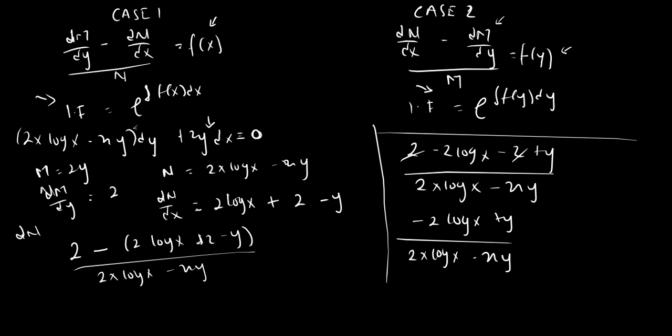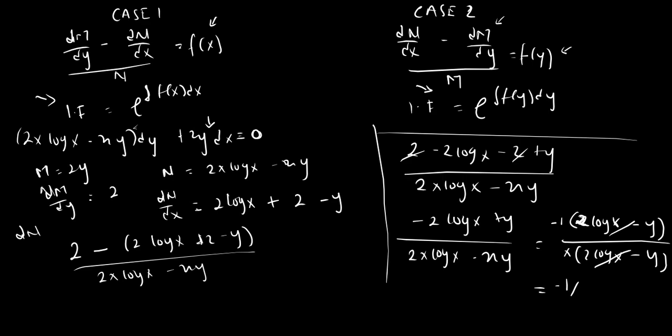And what we can do here is that we're going to factorize negative 1 out for the one at the top. For the one at the bottom, we're going to factorize x out, so that we can cancel out the things that are common. So we're going to have negative 1 in bracket 2 log x. No, we're going to have 2 log x because we already factorized negative 1 now. So we have 2 log x minus y, then over x times 2 log x minus y. So this is going to cancel out this, and then we can see that it is equal to negative 1 over x, which is a function of x.